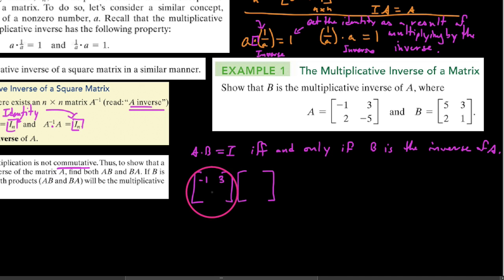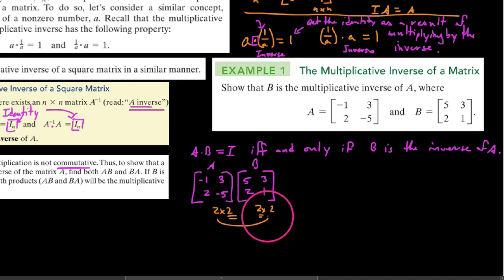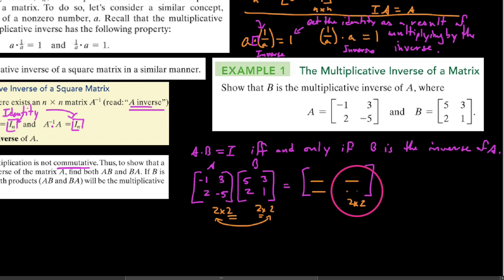So negative 1, 3, 2, negative 5 is our A matrix here. Our B matrix here is 5, 3, 2, 1. And because we have a 2 by 2 multiplying by a 2 by 2, we can do this. It is defined because our inner dimensions match, and what we get is a 2 by 2 response. So we're going to go ahead and fill out our 2-row, 2-column empty product matrix here, and let's go ahead and multiply these out.